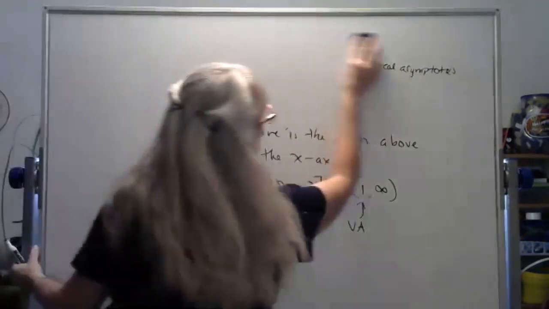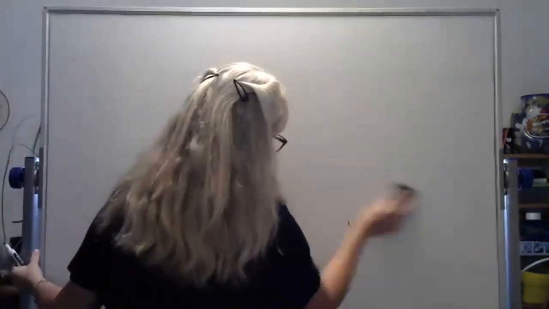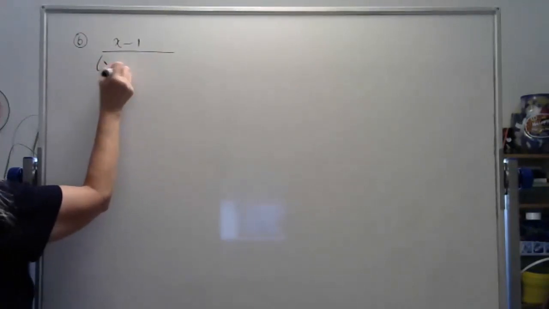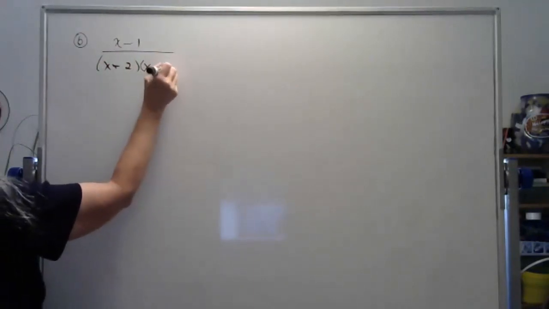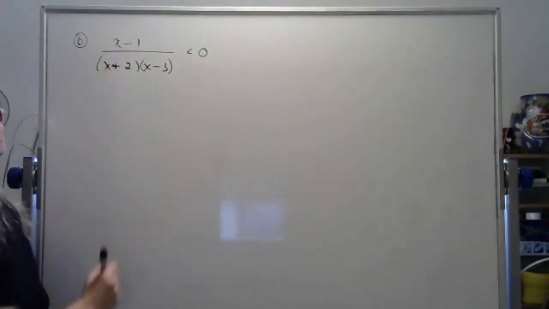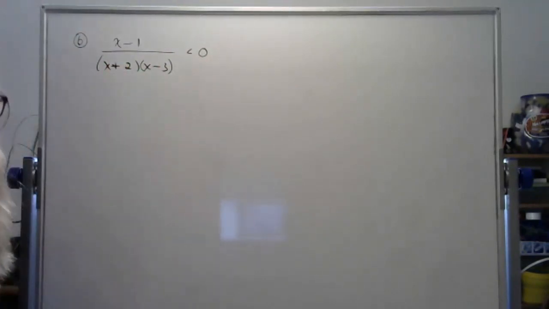So our last example. So example 6. We're going to do x minus 1 all over the quantity x plus 2 and x minus 3, and we want to be less than 0 this time. So x plus 2 and x minus 3 in the denominator.